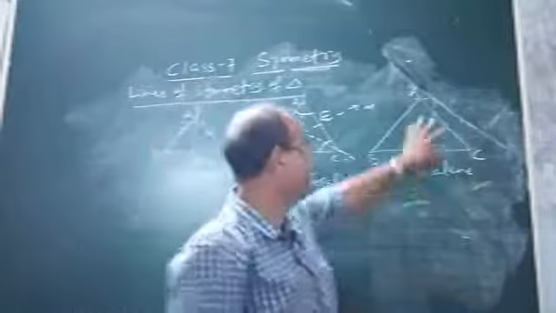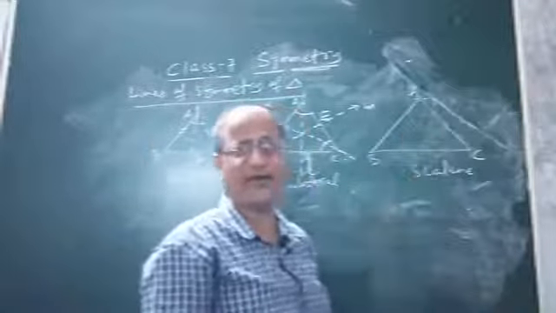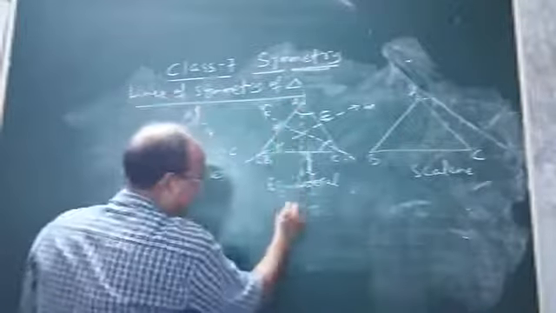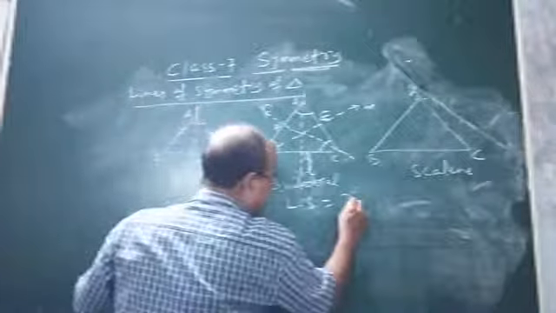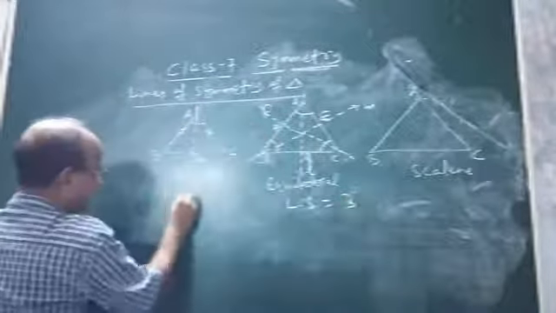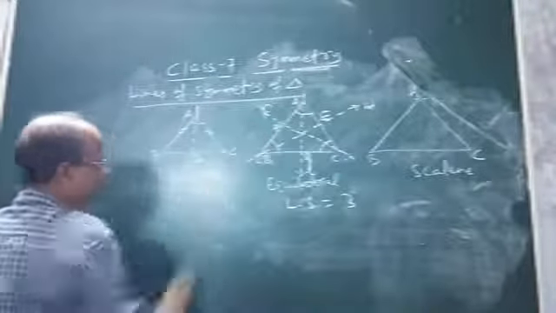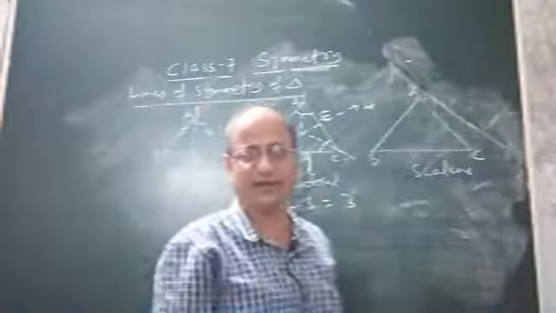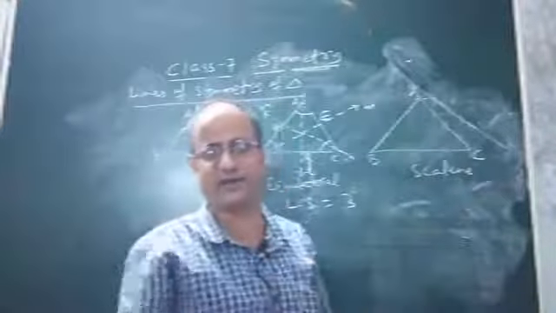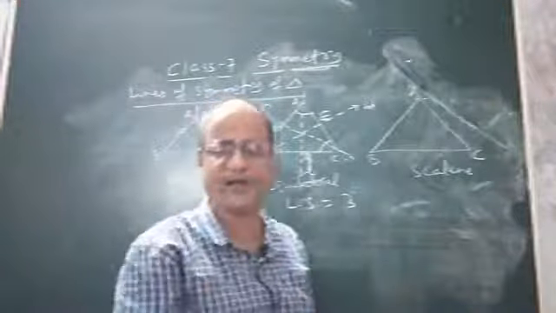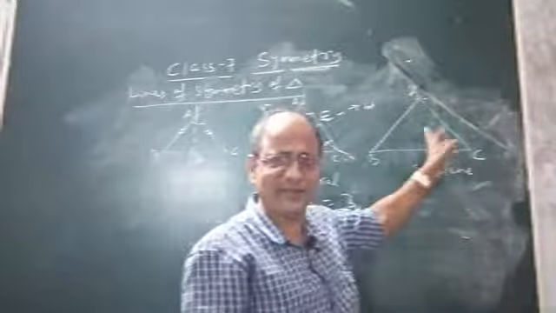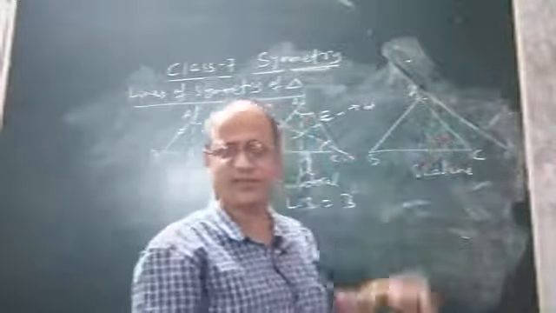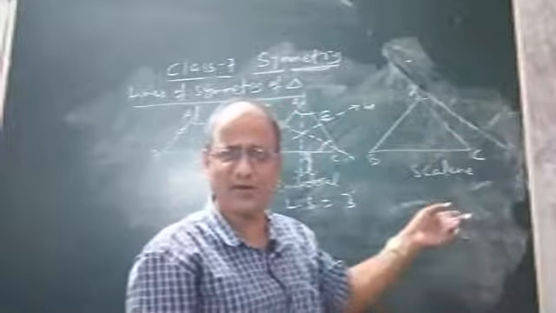Now let us consider a scalene triangle. The equilateral triangle has 3 lines of symmetry, the isosceles triangle has 1. Now what about a scalene triangle? You know what a scalene triangle is? In a scalene triangle, all the 3 sides are different. The 3 sides are of different lengths. So children, as the 3 sides are of different lengths, just imagine, can we draw a line of symmetry?